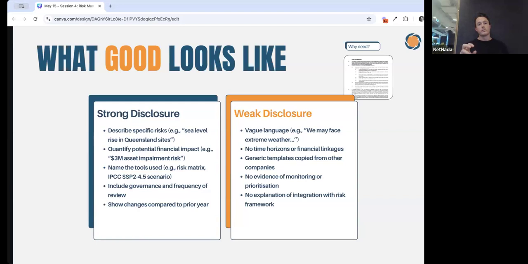Weak disclosures is probably what most of us may have seen or may think of straight away, is where we start to go quite broad. This slide's really simple. Just think strong is detailed and clear, weak is broad and vague. Okay, so you can see, extreme weather. There's no time horizons. There's sort of no real evidence on how we're monitoring or checking over time. That's what we want to avoid, rather than the obvious benefits of having a strong disclosure.